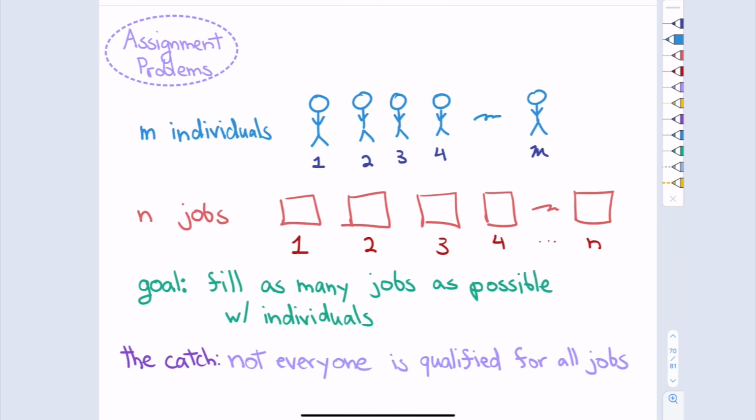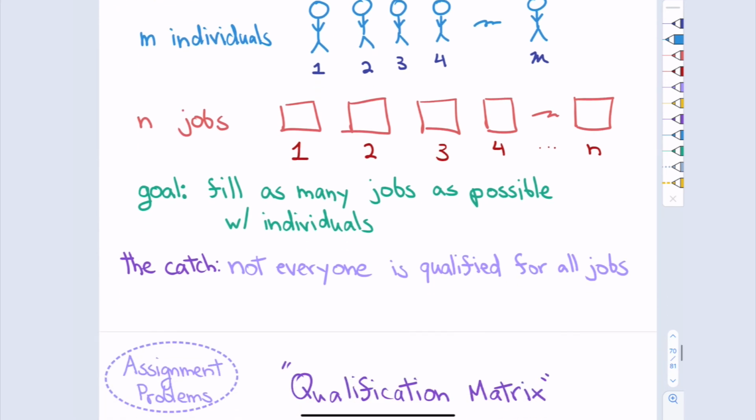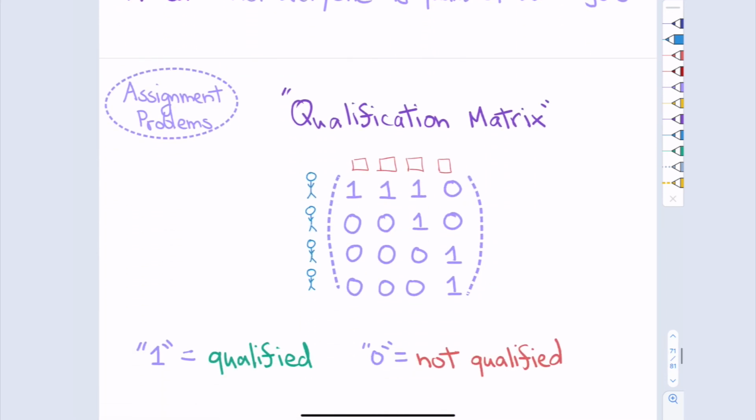Here's the putting people in boxes problem. We have M individuals and N jobs. Not everyone is qualified for all jobs, and I want to fill as many boxes or cubicles as possible. So I give you a bunch of 1s and 0s to encode this information. Or I could have given you a list or whatever.